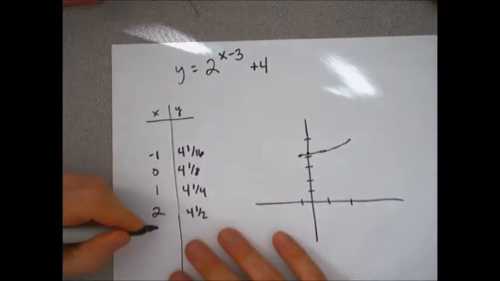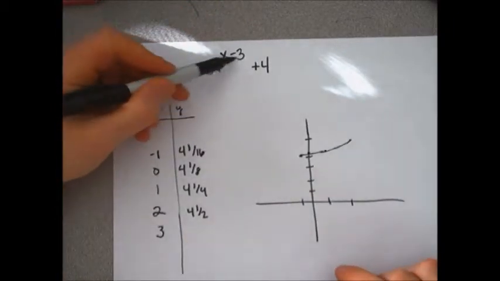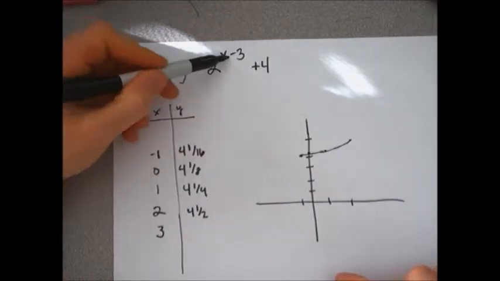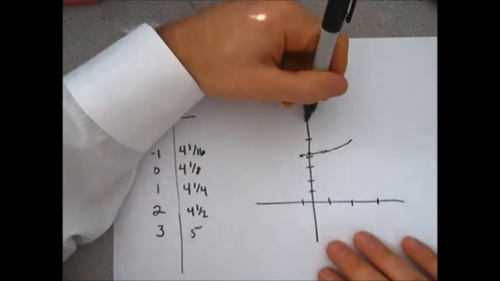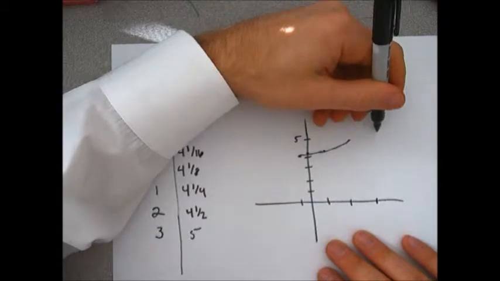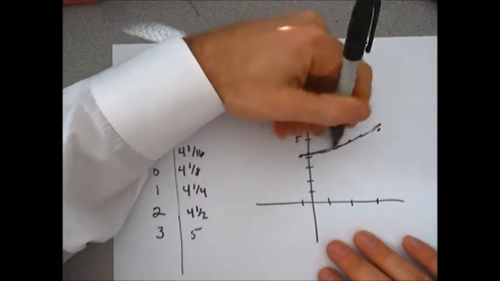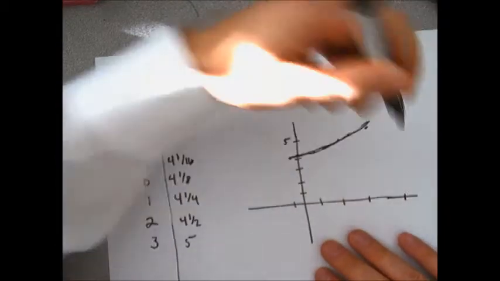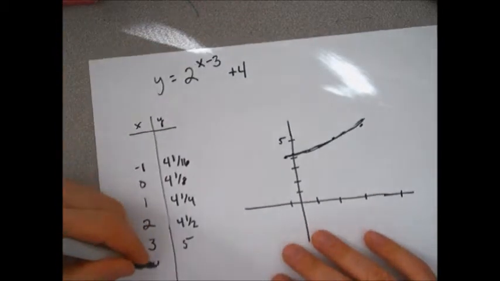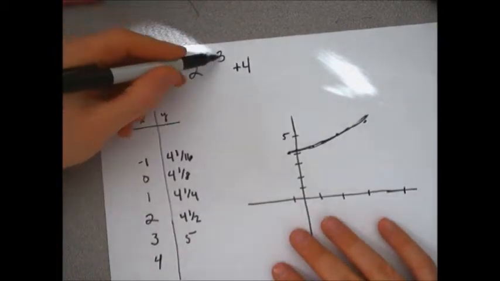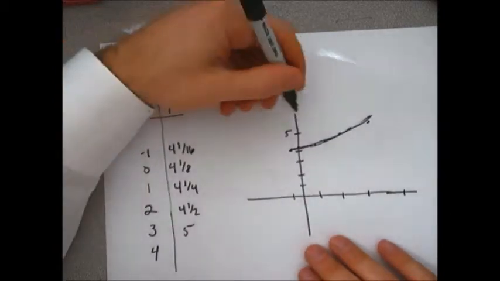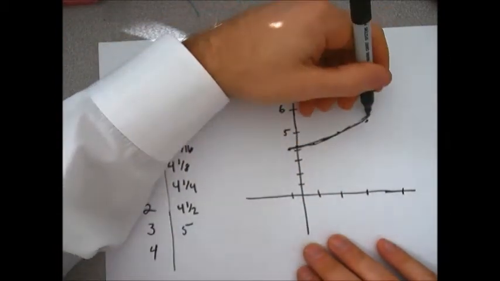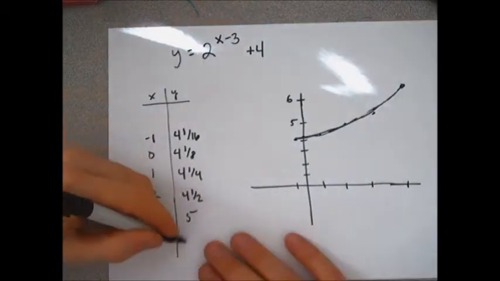So let's keep going. If I plug in 3, 3 minus 3 is 0, and 2 to the 0 is 1, and 1 plus 4 is 5. So for 3, we're up to 5, so we're still growing. If we plug in 4, 4 minus 3 is 1, 2 to the 1 is 2, and 2 plus 4 is 6. So now you can start to see it's going to start to take off here.